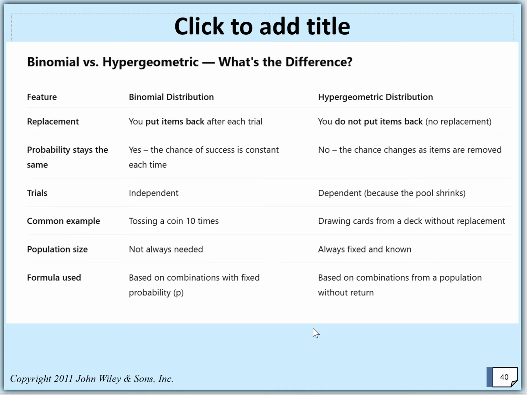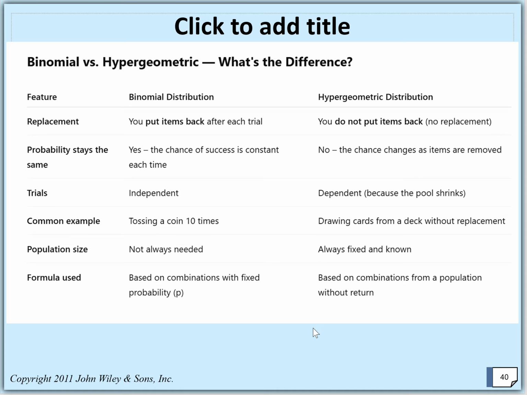So the probabilities change after each choice or trial. For binomial, yes, the chance of success is constant. The probabilities don't stay the same for hypergeometric distributions. The third one is trials. In binomial, the trials are independent. But in hypergeometric, the trials are dependent.